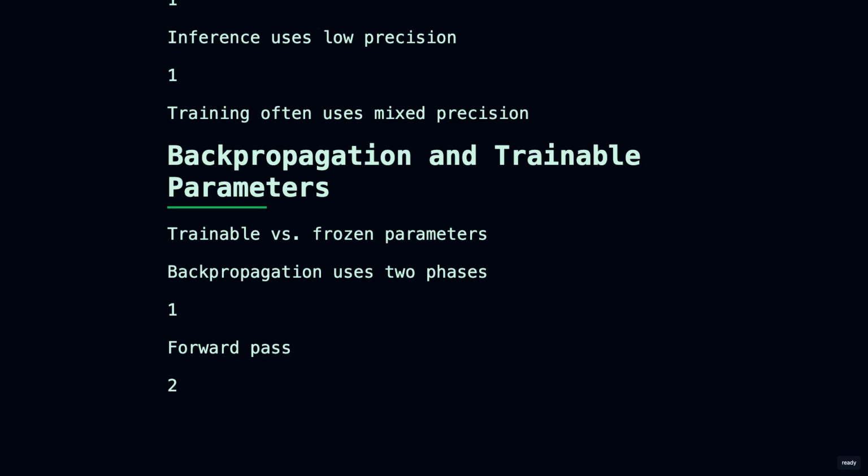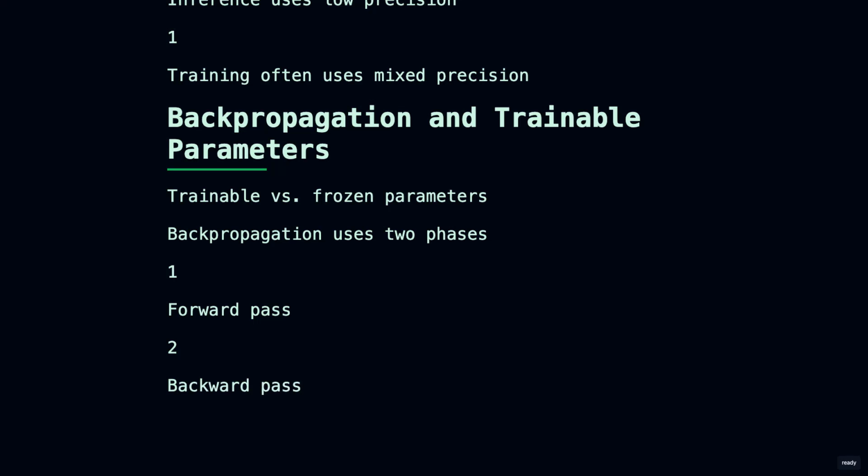Next comes the backward pass, which is where learning happens. The model uses the error signal to decide how each parameter should change. In the backward pass, the model updates its weights using the signals produced during the forward pass. This is the core step that turns an error into improvement.